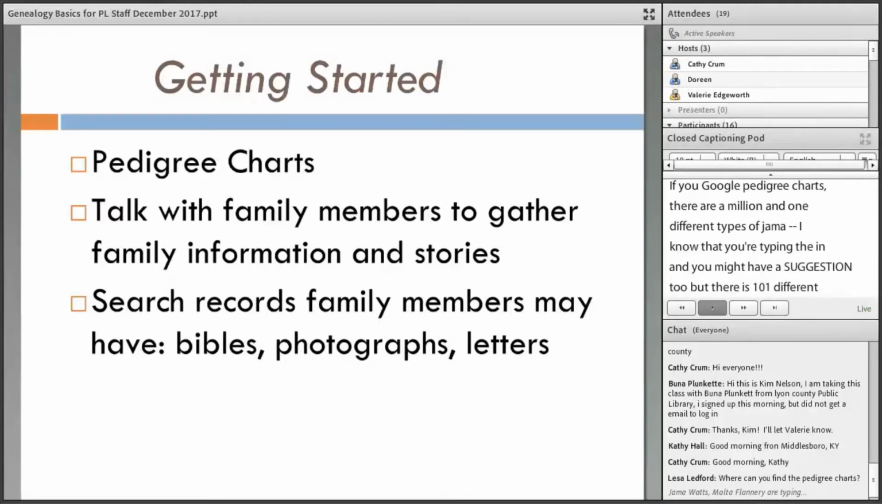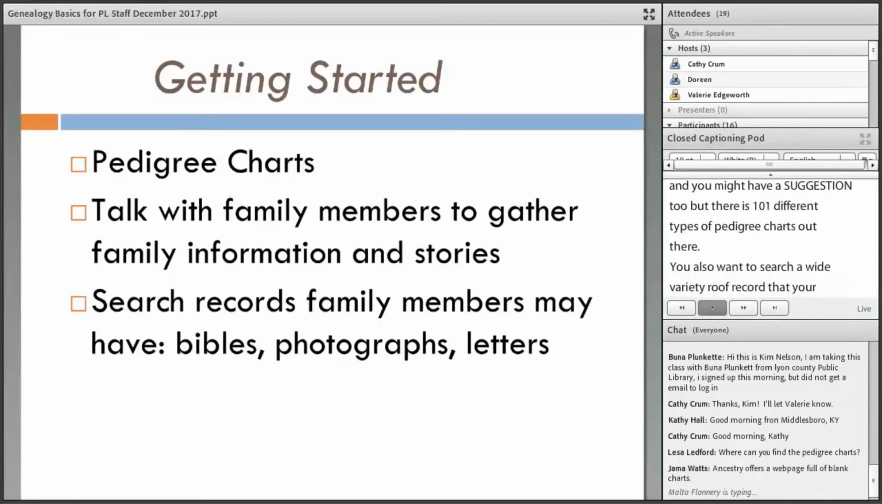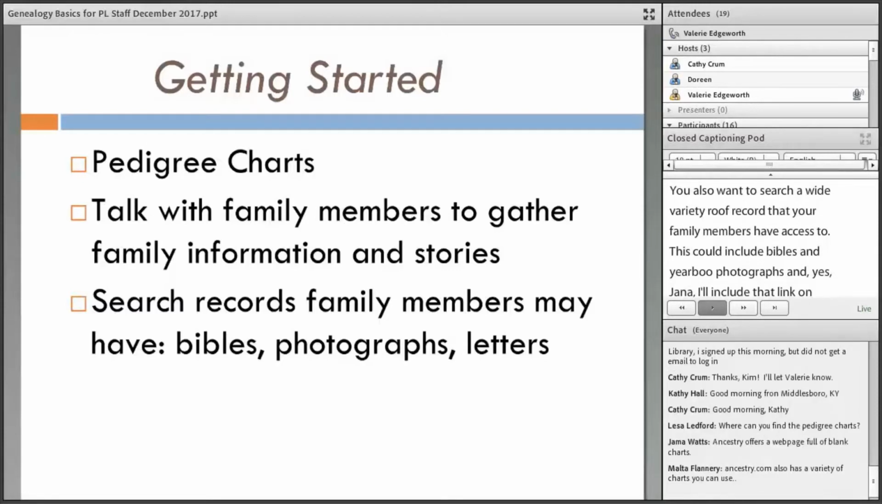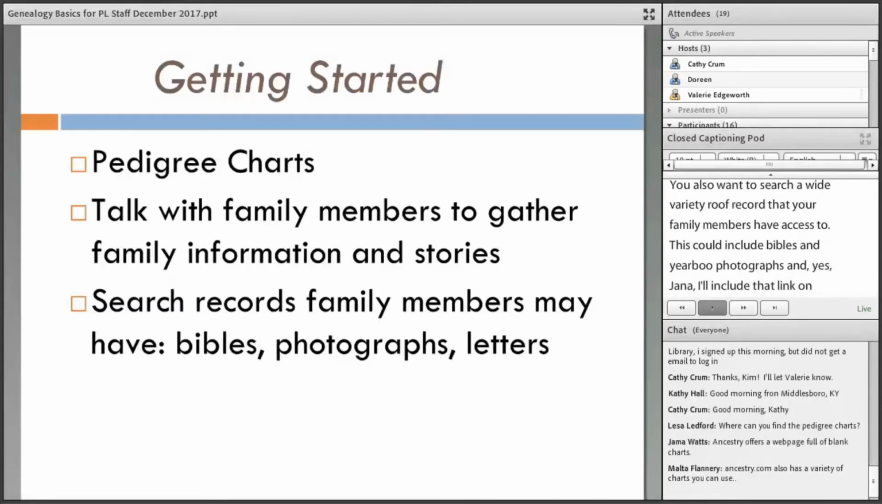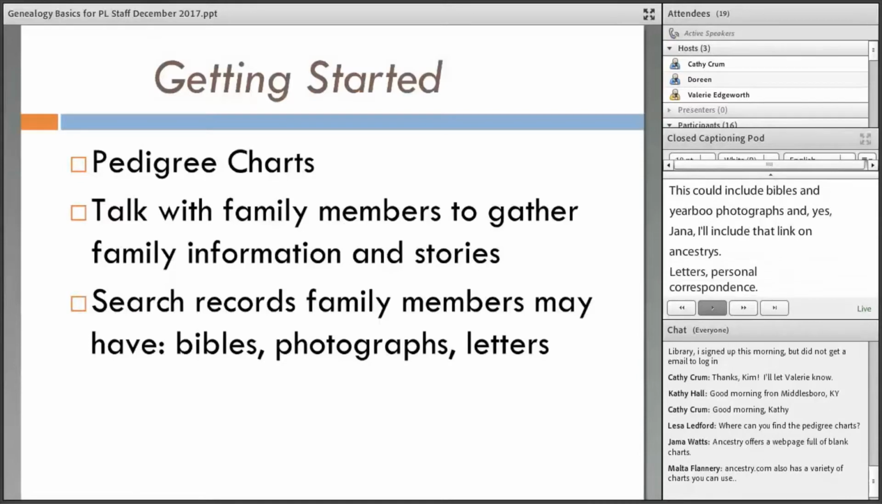Great question. You're also going to want to search a wide variety of records that your family members may have access to. This could include Bibles and yearbooks, photographs, and yes, Jama, I'll include that link on Ancestry. Thank you for including that. Letters, personal correspondence, all these sorts of things that may be useful to you in searching family history.